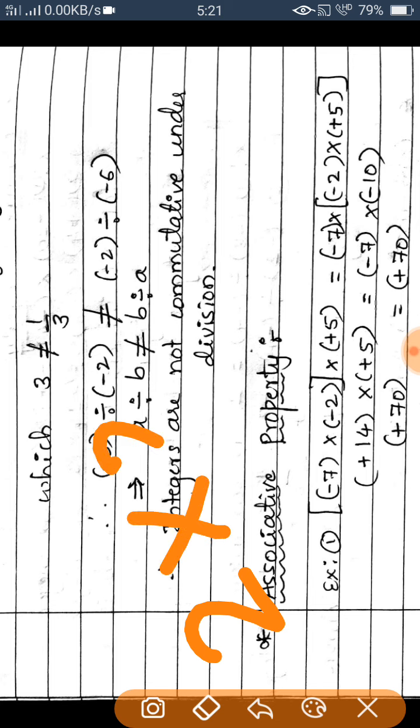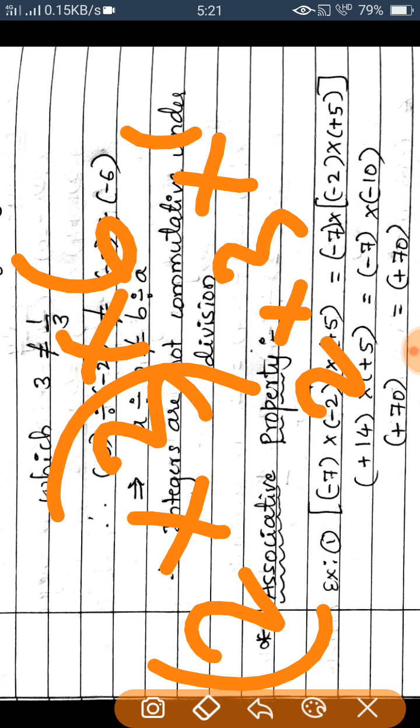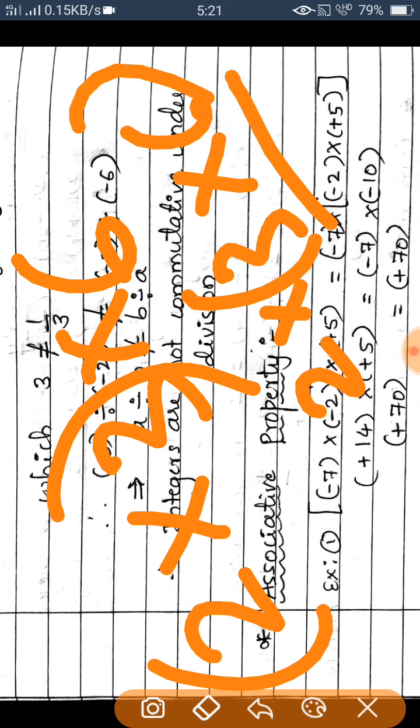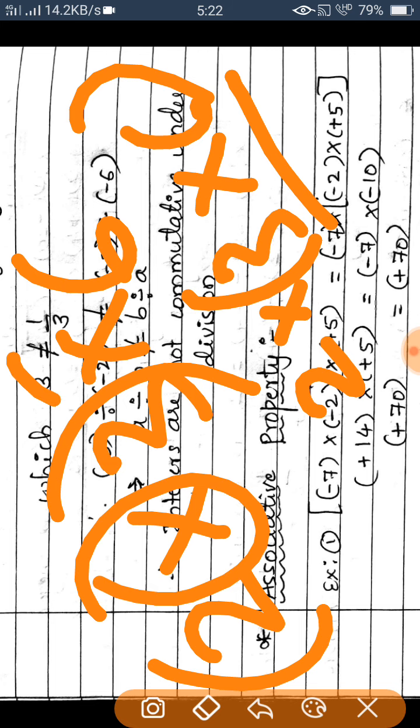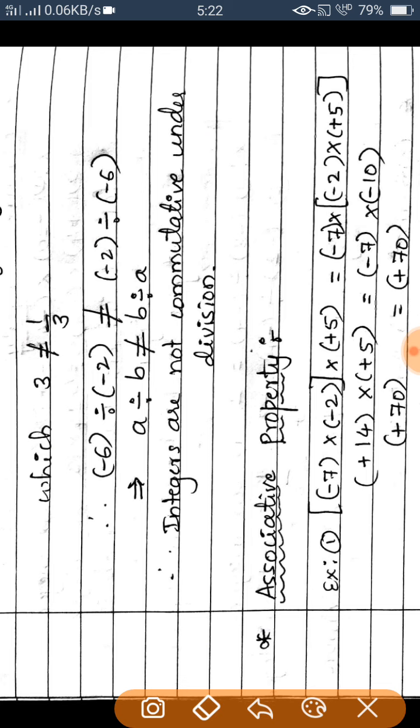2 into 3 into 6 means what will you do at that time, whether you multiply the first two first or you multiply the last two first, both answers should come the same. Then it is called the associative property on multiplication. If you want division, in place of this multiplication sign, substitute the division. See, here also I have chosen examples.